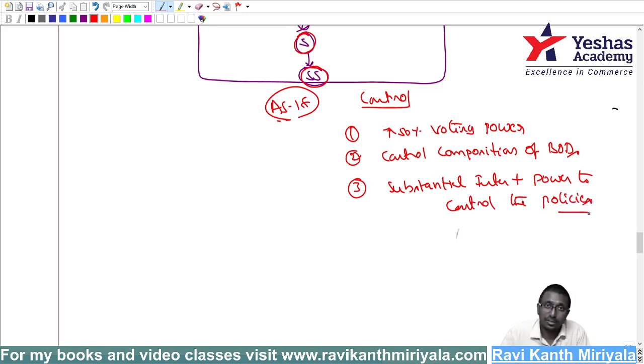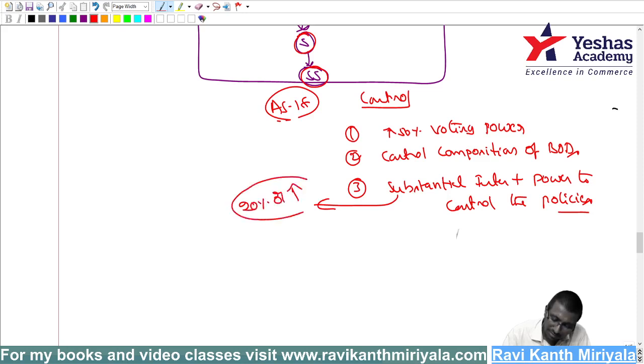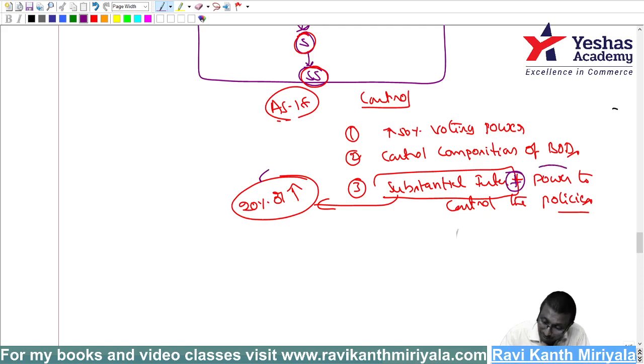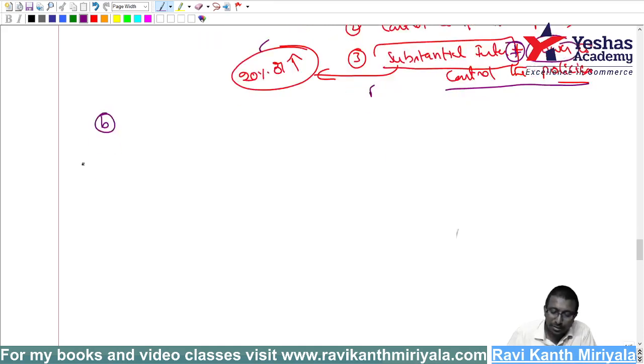This also is considered. What is substantial interest? 20% or above. But listen, if you have only 20%, then it is not control. We cannot say controlled. It is a rare circumstance. With 20% or more, you should have the power to control the policies. It is rarely possible; I don't say impossible. Even this is covered as control as per the accounting standard 18 definition. Okay, that's it. Next, the B bit.